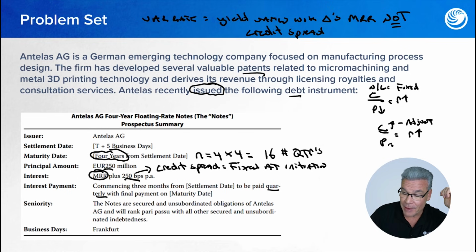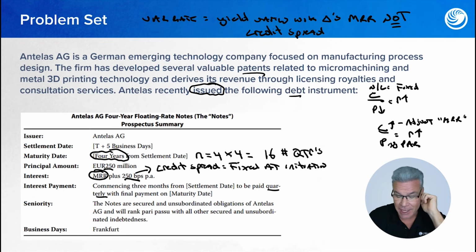well, then all of a sudden that price is going to stay close to what? Par. Okay, but that adjusts with the market reference rate, not necessarily the credit spread. So you've got to be mindful of that. So what's changing? All right, the credit spread, unless you're told otherwise, is fixed at initiation.